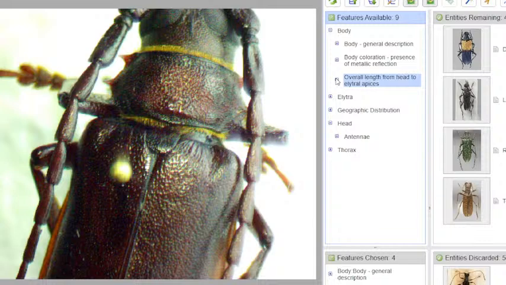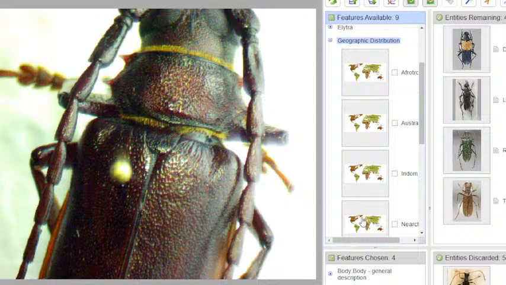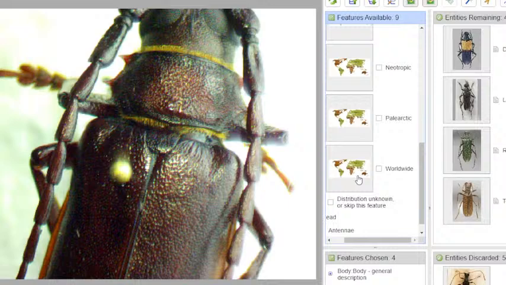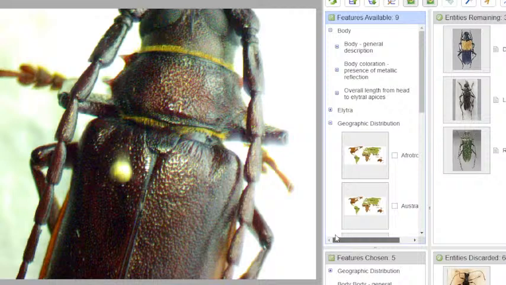Geographic distribution, that's going to be a good one. We are going to make it Nearctic. Got rid of one of them. All right, so we're going between three different tribes right now.